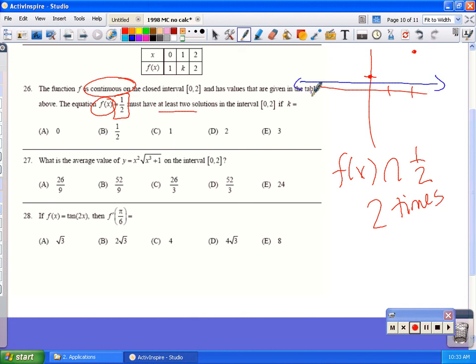Now it's clear to me that I need to connect my 2 red points. But when I connect my 2 red points, how many times do I want to hit the blue line? I want to hit the blue line twice. Well, the only way to do that is for the y value at 1 to be smaller than 1/2, and the only choice that's smaller than 1/2 is a y value of 0. The y value can't be 1/2 because that means that they would touch once and then it would go back up.